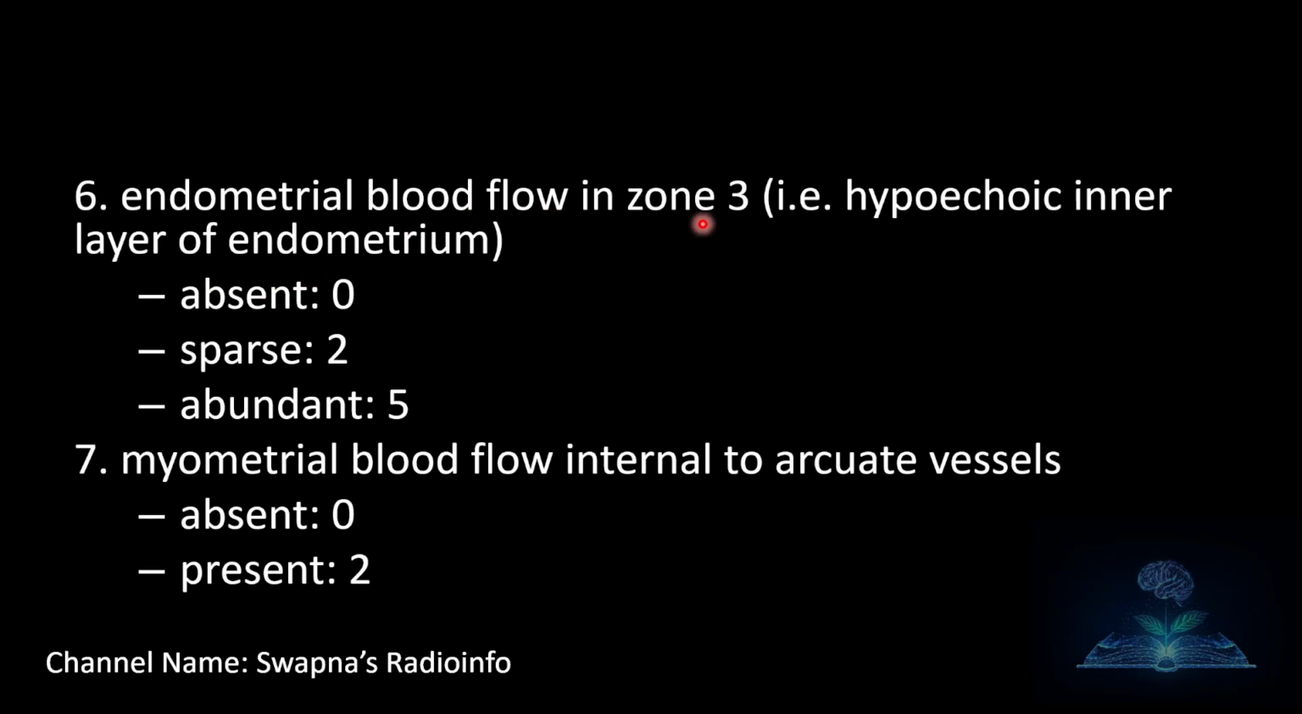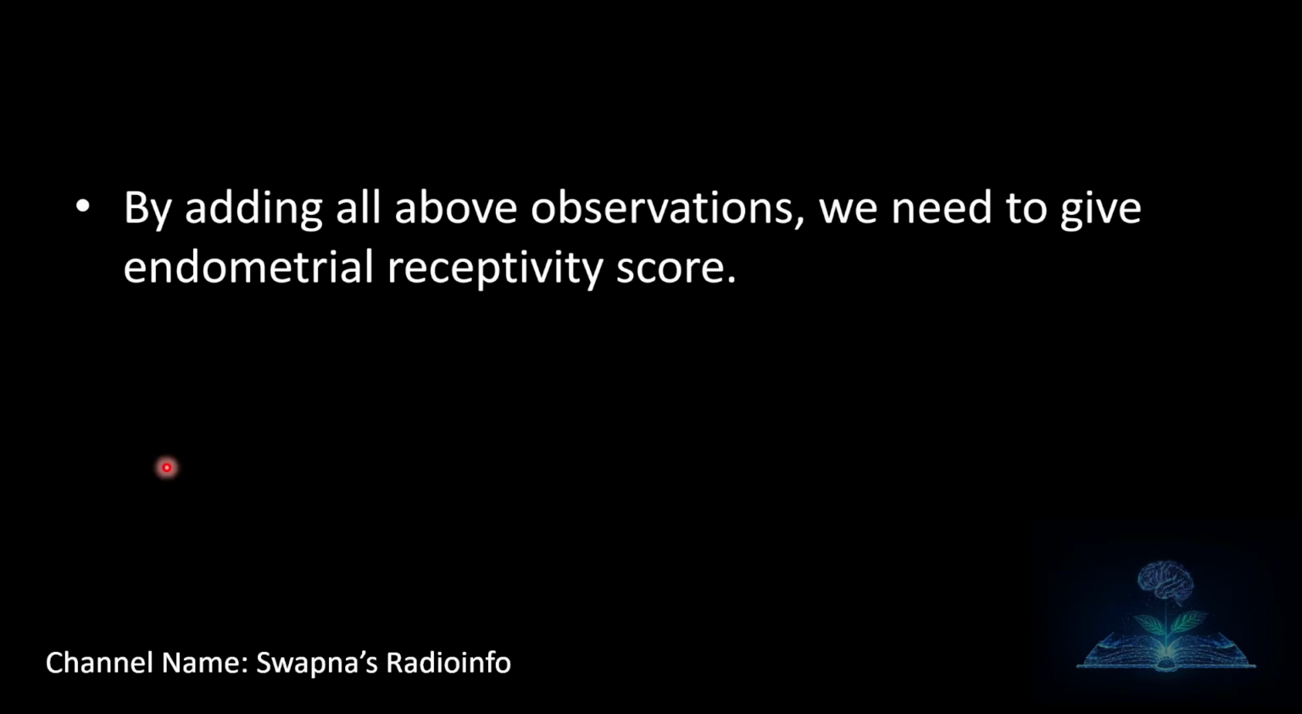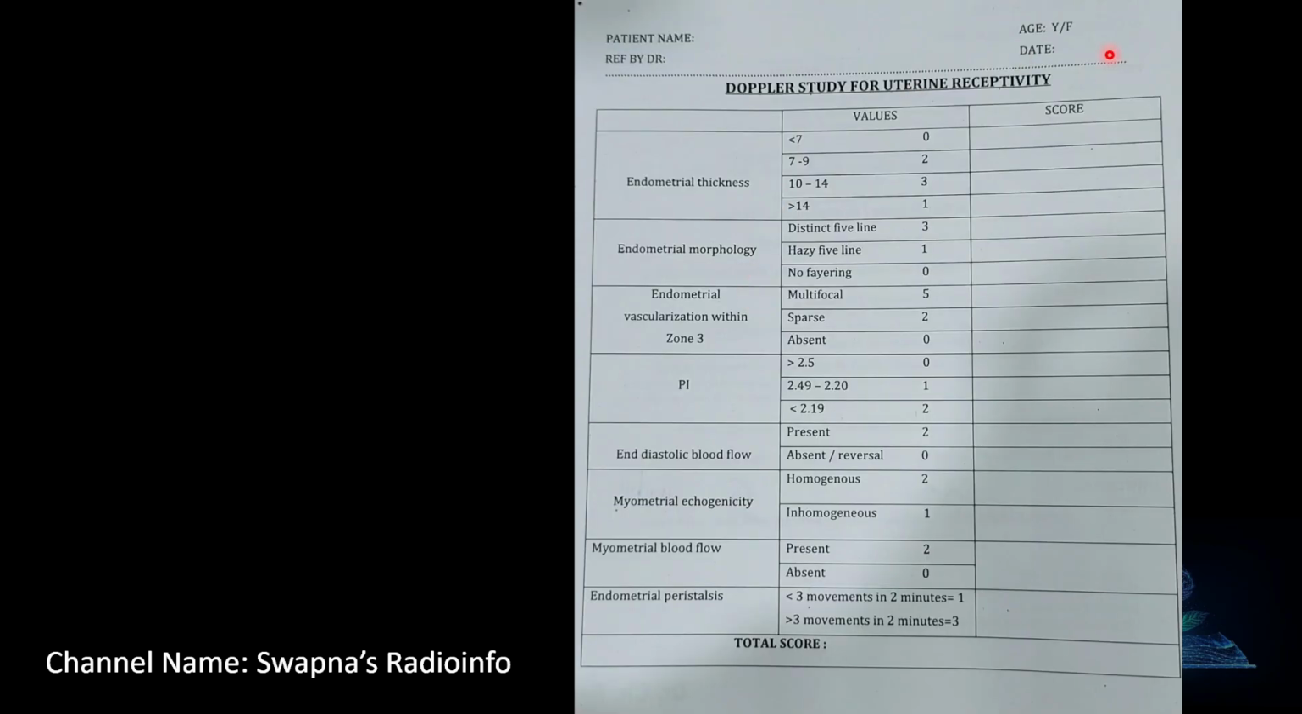Endometrial blood flow in zone 3, the hypoechoic inner layer of the endometrium: if it is absent, give 0 points; if sparse, give 2 points; if abundant, give 5 points. Myometrial blood flow internal to the arcuate vessels: if absent, give 0 points; if present, give 2 points. By adding all the above observations, we give the endometrial receptivity score. This is the chart which we follow in our setup. We give all the points, and at the end we give the total score by adding all of the above.